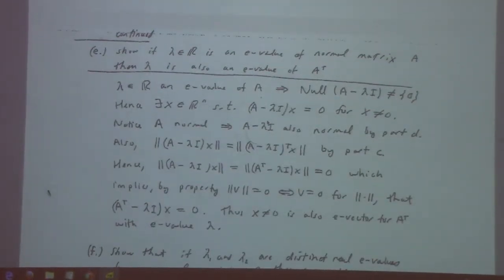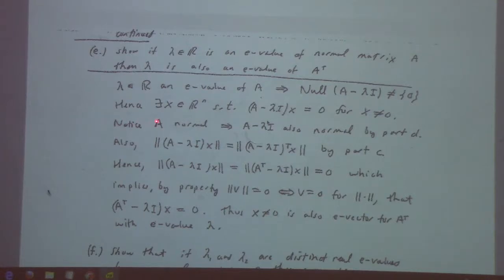E is a little bit tricky, I suppose. If lambda is an eigenvalue of a normal matrix A, then lambda is also an eigenvalue of the transpose. If lambda is an eigenvalue of A, that means the null space of A minus lambda I is non-zero, which means that there exists an x such that (A minus lambda I)x equals 0.